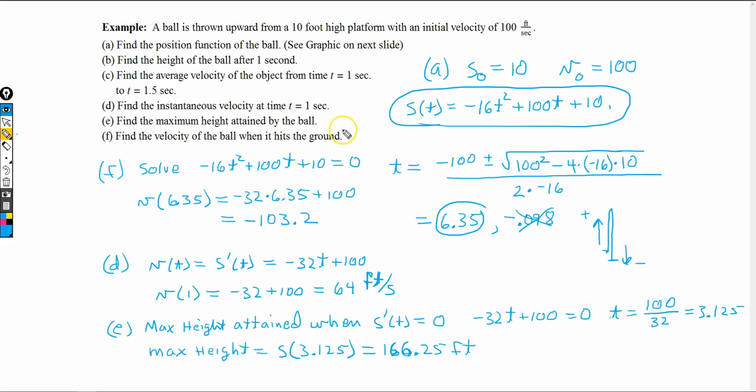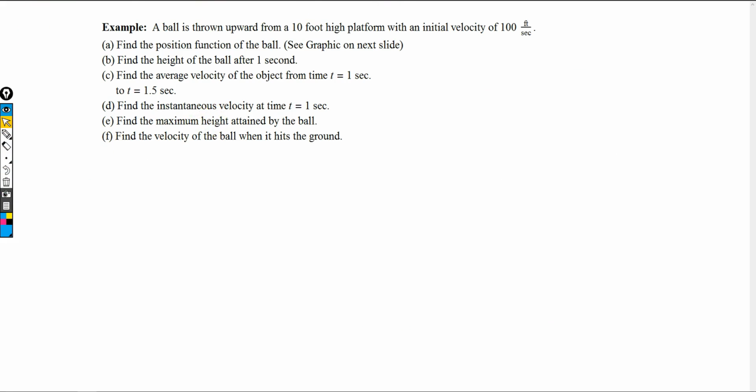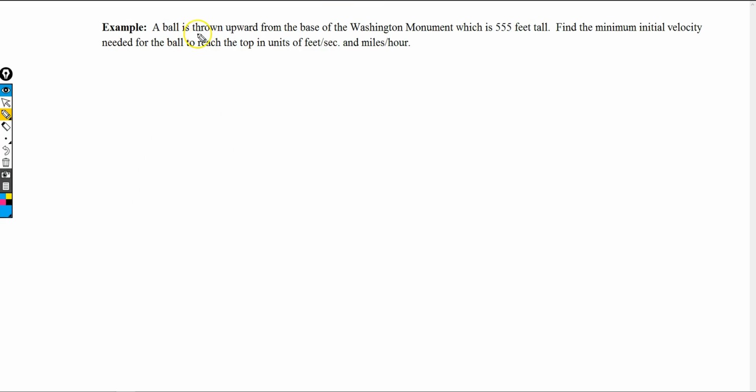Alright, so that takes care of this example, and we're going to look at one more. In this problem, we have a ball that is thrown upward from the base of the Washington Monument, which is 555 feet tall. And we want to find the minimum initial velocity needed for the ball to reach the top. And we want to find the velocity in units of feet per second and also miles per hour, just to put it in perspective. So our position function, remember, is given by.